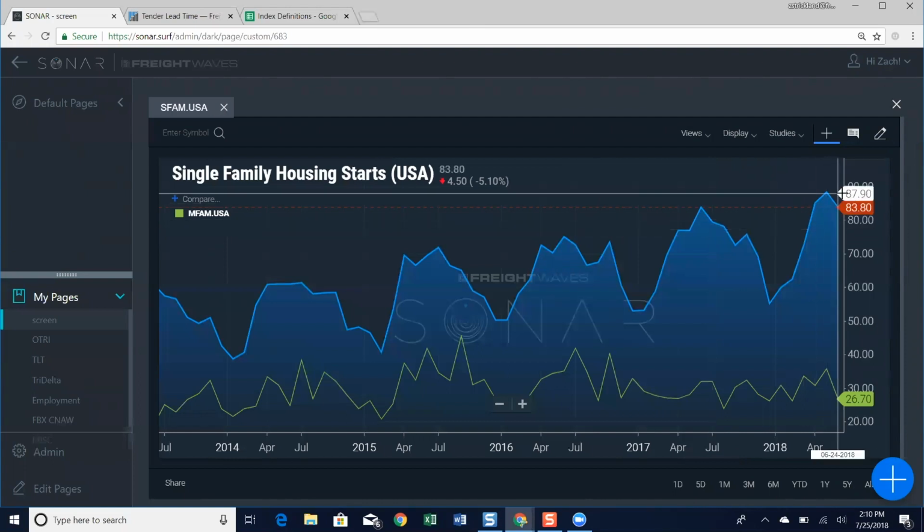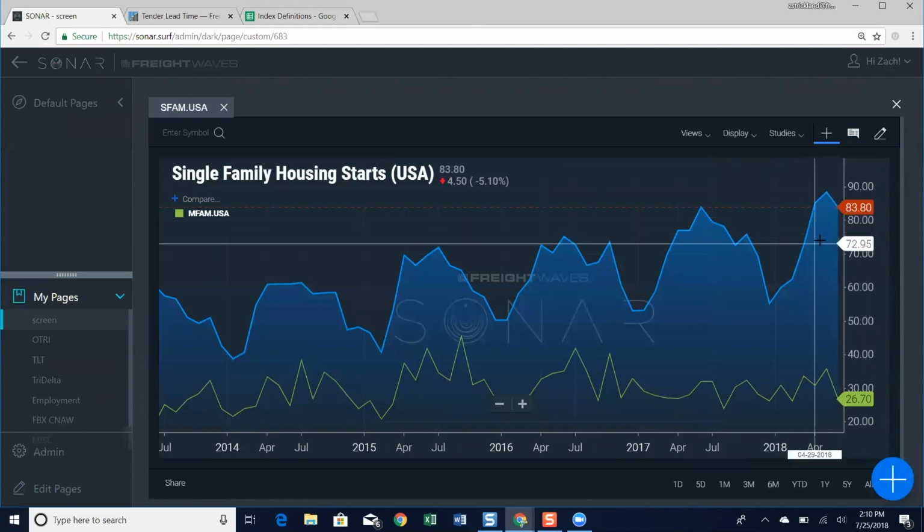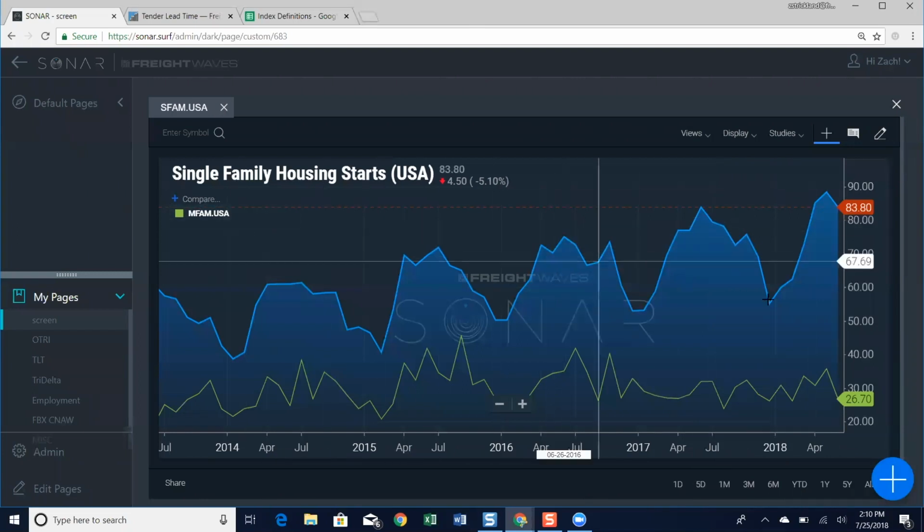It did happen a little bit earlier than we expected this year, but it's still not a huge indicator of any kind of economic slowdown. Take it for what it's worth, but it is something worth noting. Again, single family and multifamily housing starts are what they're labeled under.